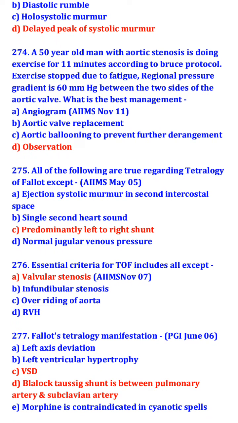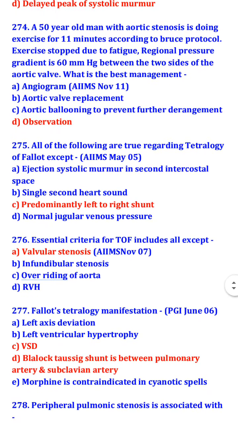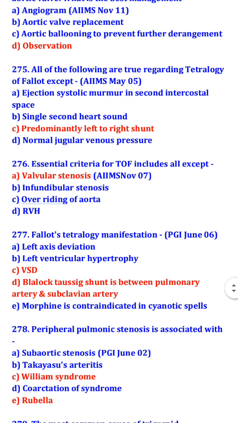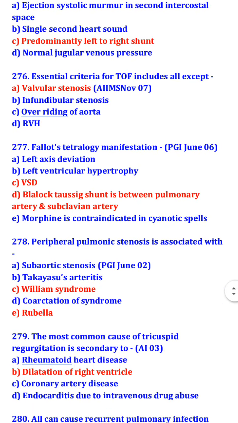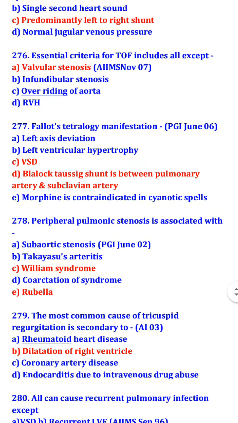What is true? Ejection systolic murmur in second intercostal space, single second heart sound, and normal jugular venous pressure. Essential criteria for tetralogy of Fallot include all except valvular stenosis. So it includes infundibular stenosis, overriding of aorta, and right ventricular hypertrophy. Fallot tetralogy manifestation is VSD. Blalock-Taussig shunt is between pulmonary artery and subclavian artery.